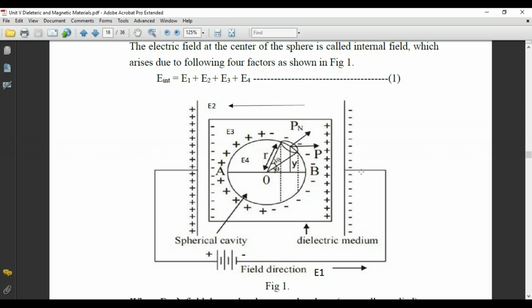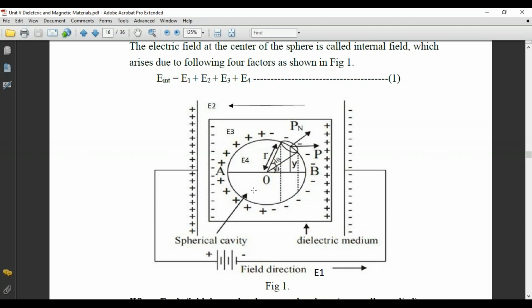If you see this diagram, this is the dielectric material. Inside the dielectric material, you are creating an imaginary spherical cavity. Once you create the imaginary spherical cavity in the dielectric material, this dielectric material is kept between the two parallel plate capacitors, and this is connected to the applied electric field.